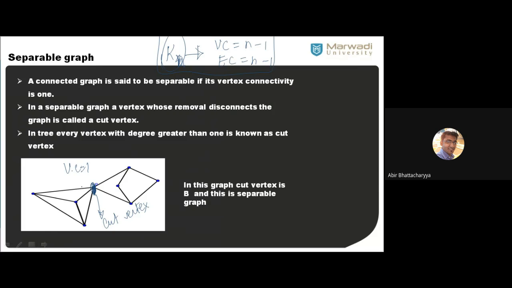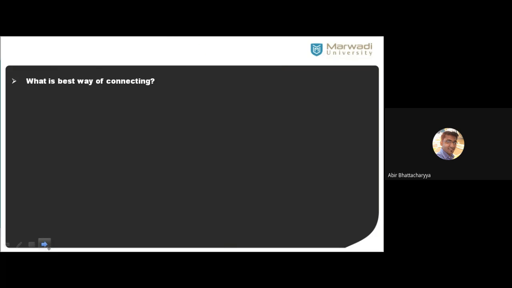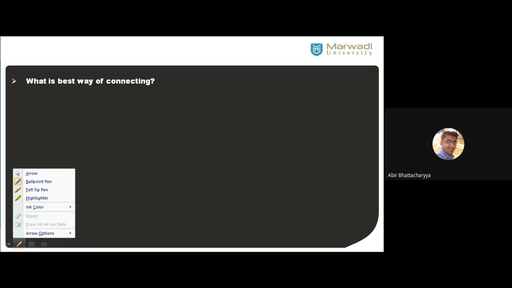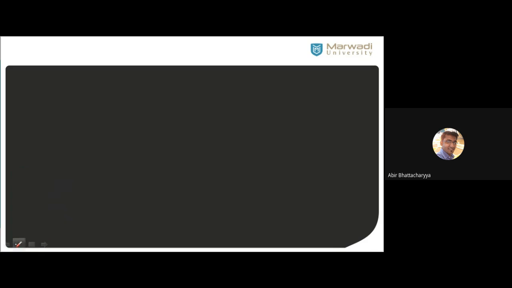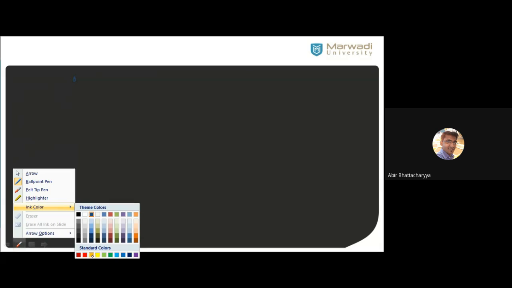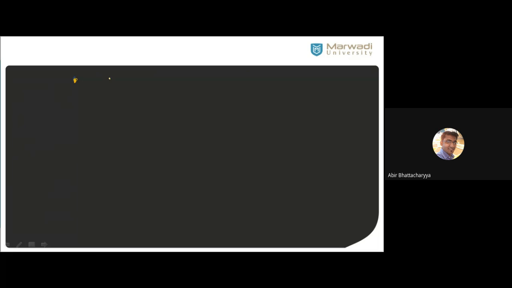So in this graph, you can easily check B is a cut vertex and this graph is a separable graph. So whenever you have a separable graph, automatically we have a cut vertex. What about K m,n? Good question, Nakibullah. Let's try to find it. All of you, check it. Let's go for K2,3. What is the vertex connectivity and edge connectivity?